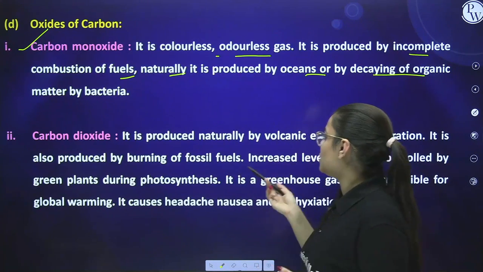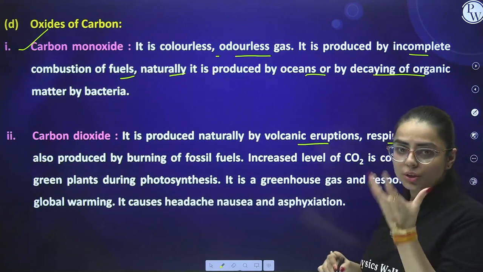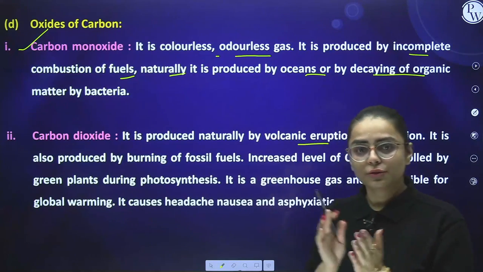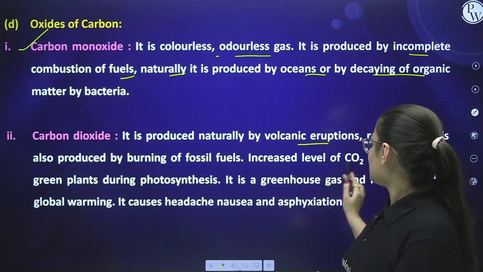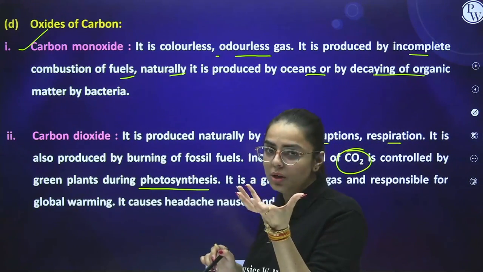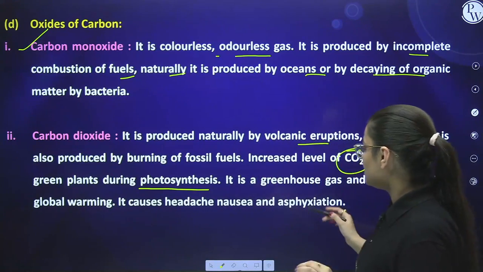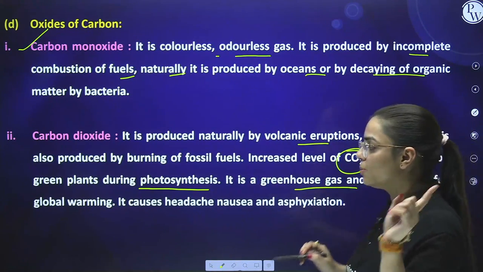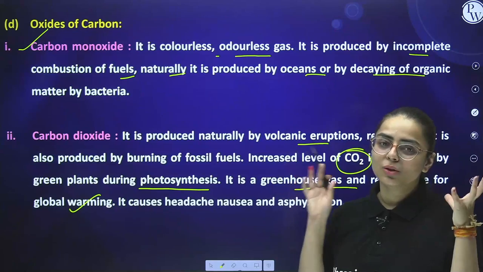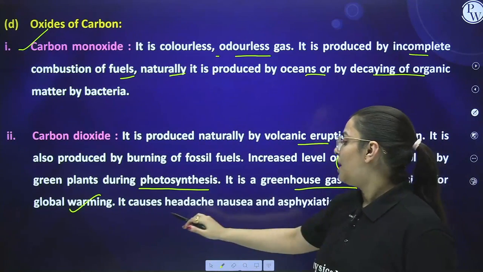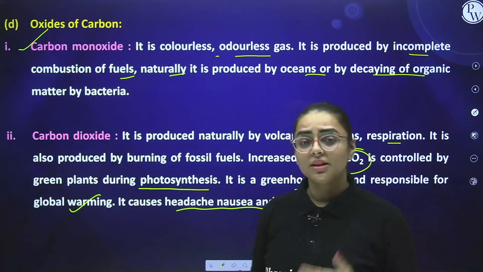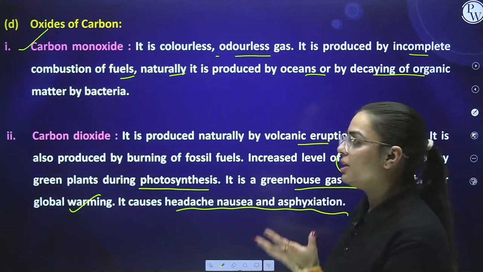Carbon dioxide is produced naturally by volcanic eruptions and the respiration process. It is also produced by burning of fossil fuels. Increased level of CO2 is controlled by green plants during photosynthesis. It is a greenhouse gas and responsible for global warming, but yes, it is necessary also. But a high amount of this can cause an adverse effect, right? It causes headache, nausea, respiratory problems, irritation in the eyes, and skin issues. These all effects it causes, right?